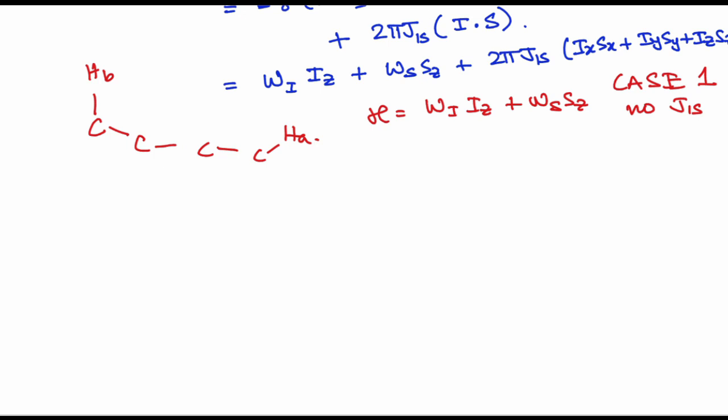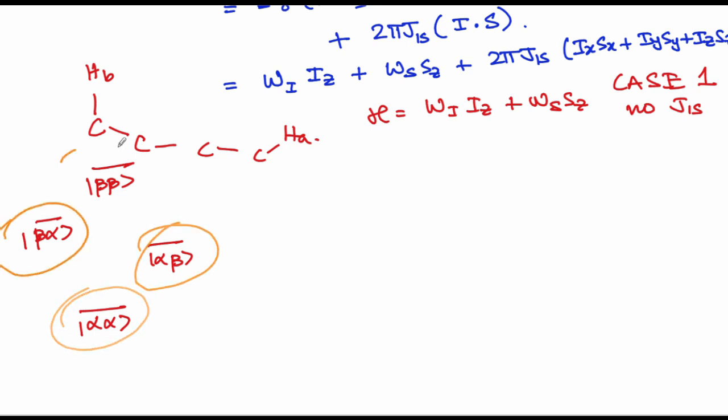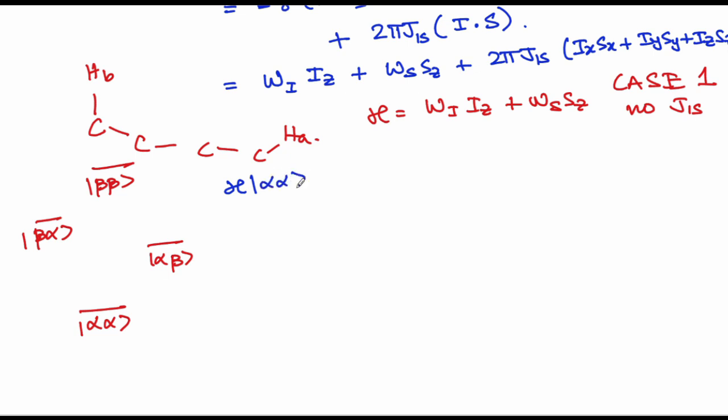Since you have two spins here, you're going to have four states: alpha alpha, alpha beta, beta alpha and beta beta. So let's go ahead and apply the Hamiltonian on the alpha alpha state. You're going to end up getting omega I by 2 plus omega S by 2. When you apply it on the alpha beta state, you're going to get omega I by 2 minus omega S by 2.